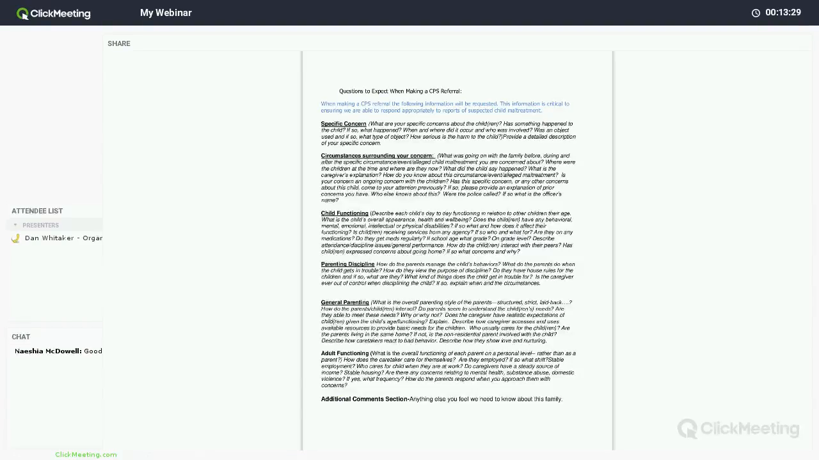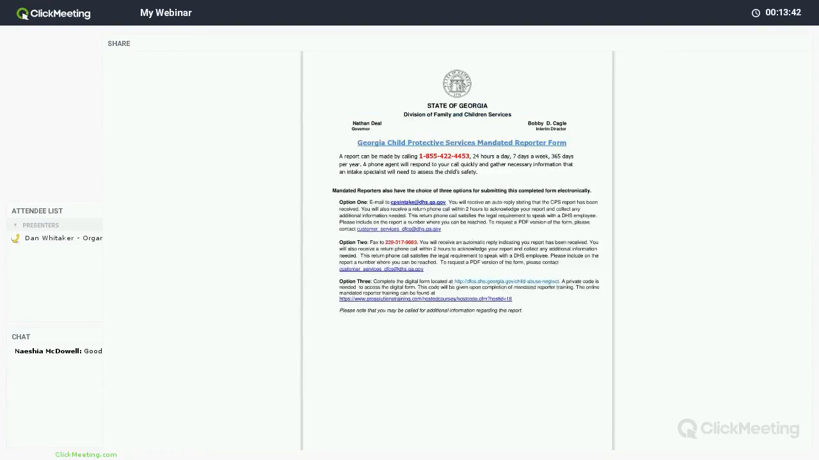Sometimes I like to print out Appendix I, which is questions to expect when making a CPS referral. This just gives them an idea of what they need to be looking for and what they need to include in the report. So here are some questions, and that's good for the organization to have on file. And then here's the actual document that they can fill out and email in. So I'll go through all of that in my presentation.